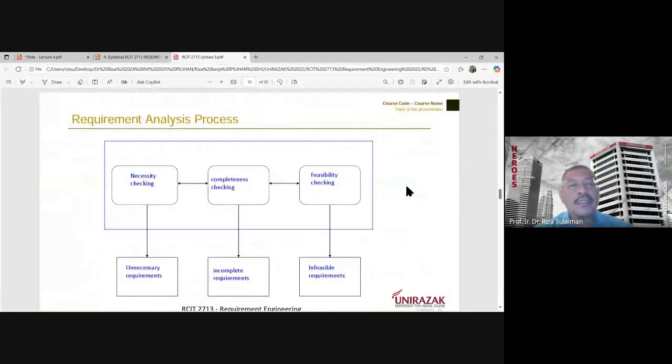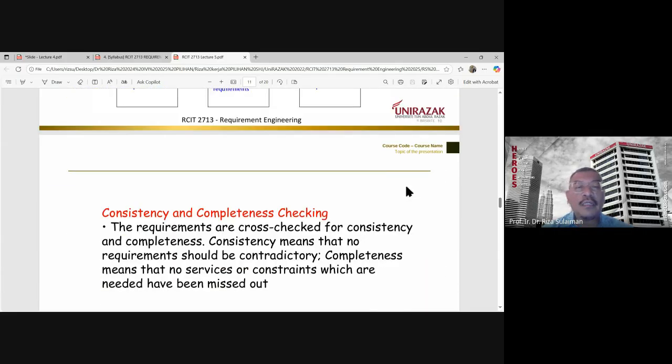So the process is again something that looks like this. You have the necessity checking, completeness checking and the feasibility checking. And what is the output of each? The output of necessity checking is unnecessary requirements. Sometimes the requirement does not need to be there. Then the outcome of completeness checking is the incomplete requirements, and the feasibility checking gives the feasible requirements. These are all in detail in the slides.